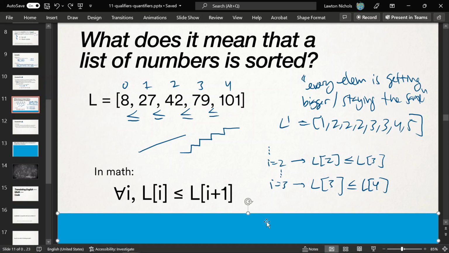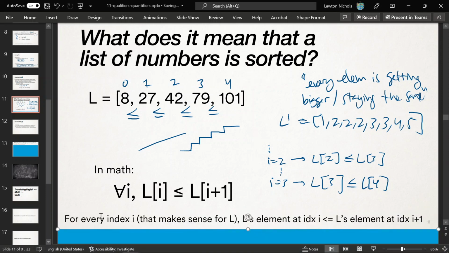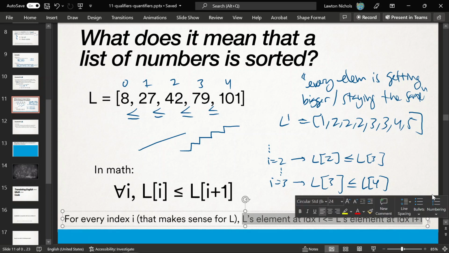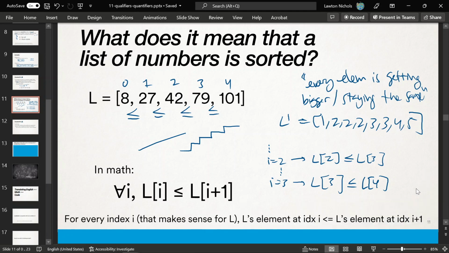Isn't that cool? So if you went back to English with this, this is the precise form of sortedness. For every index i that makes sense for L, because you might try some big ones and those don't exist, but for every index for which this idea makes sense to try, then we want to assert the fact that L's element at index i is less than or equal to L's element at index i plus 1. Interesting. Many questions about that idea. Now, this is a precise way of specifying that a list is sorted.